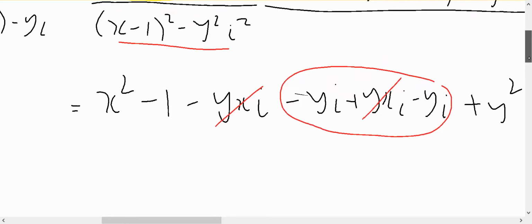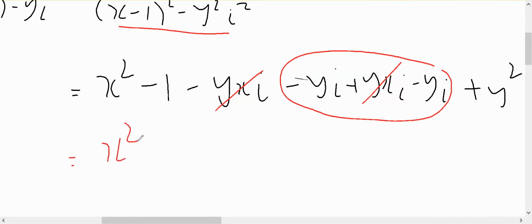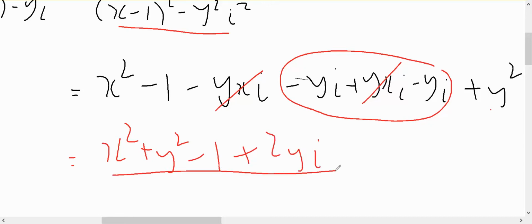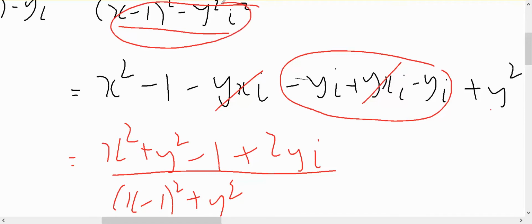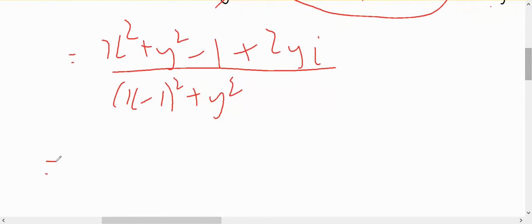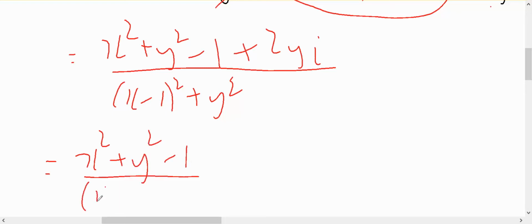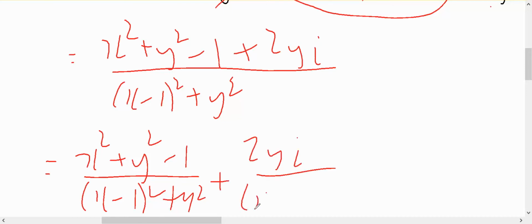Okay, so what have we got? We now have x squared plus y squared minus 1 plus 2yi all over x minus 1 squared plus y squared, which is coming from there. So that gives me x squared plus y squared minus 1 on x minus 1 squared plus y squared plus 2yi on top of x minus 1 squared plus y squared.